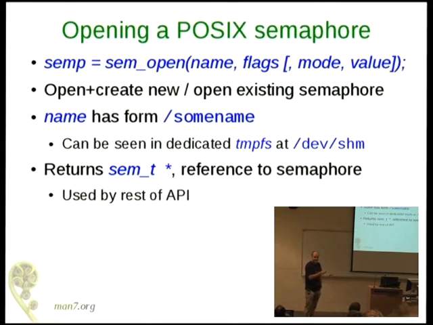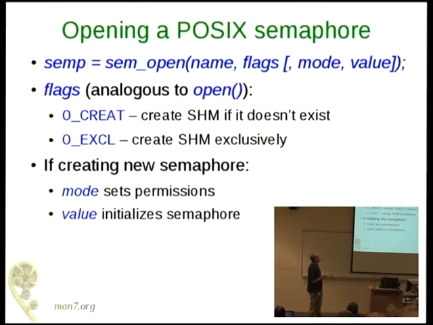Again, the name has this form: / and some name. Again, you can see the named semaphores you've created in this tmpfs at /dev/shm. You get back a pointer to a sem_t, which is just a reference to the semaphore, and use that in the rest of the API. So the flags that you can specify there: create, I want to create the object if it doesn't exist; exclusive, I want to make sure I'm the one that created it. And as I said, the other two arguments here are only needed if you're creating a new semaphore.